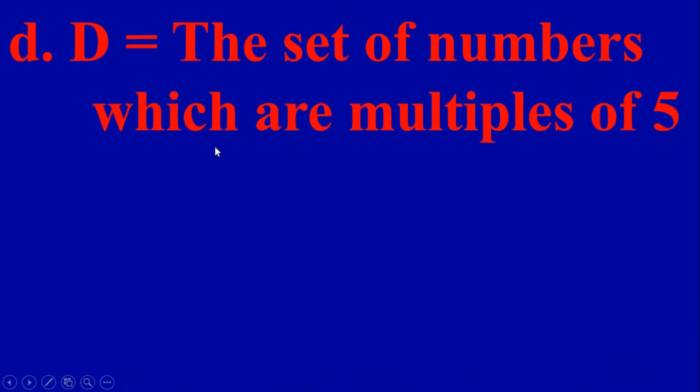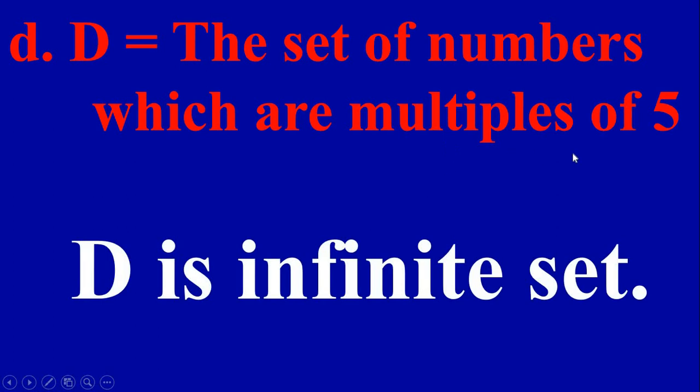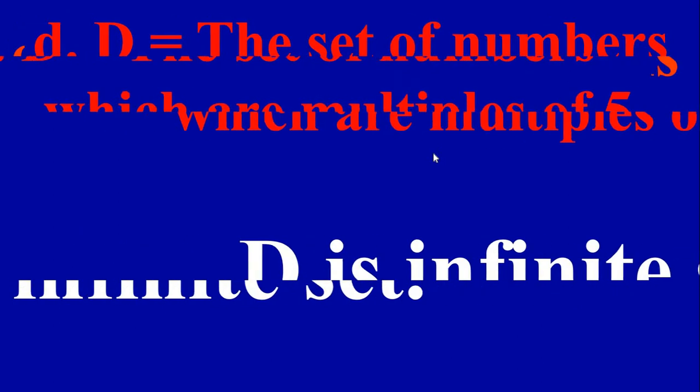So next one, D equal to the set of numbers which are multiples of 5. Now here multiples of 5, so it may be positive or negative. Even 0 is also possible. So we can write 0, plus or minus 5, plus or minus 10, etc. So that means this set is infinite set. There are infinite multiples of 5. So therefore D is infinite set.